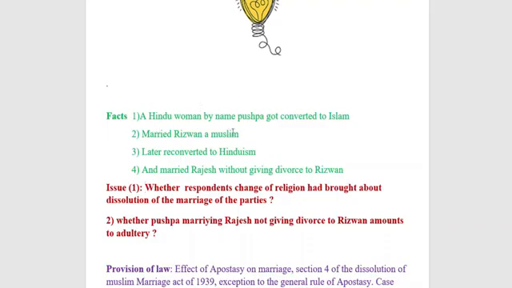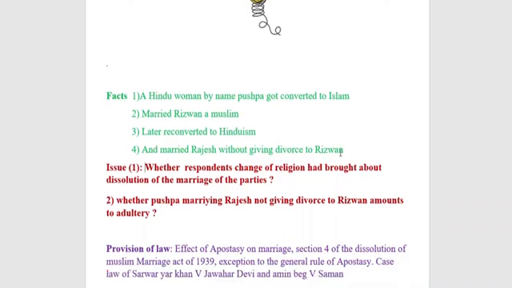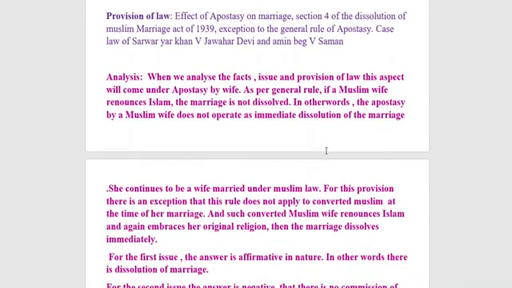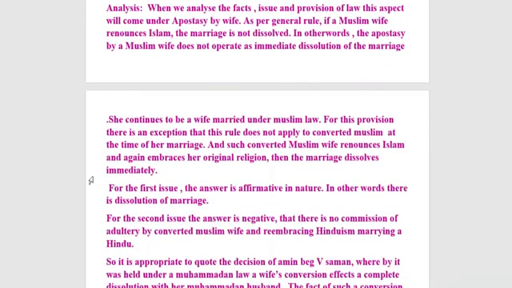Later she married Rizwan, and later re-embraces Hinduism and married Rajesh without giving divorce to Rizwan. So this is the fact. That means here Pushpa is a converted Muslim, and when such a converted Muslim wife renounces Islam and again re-embraces her original religion, then the marriage dissolves immediately.